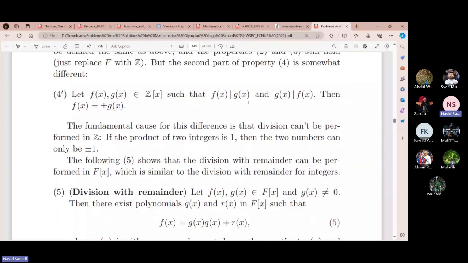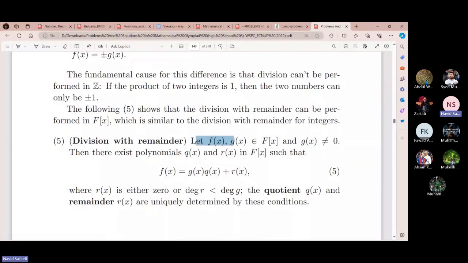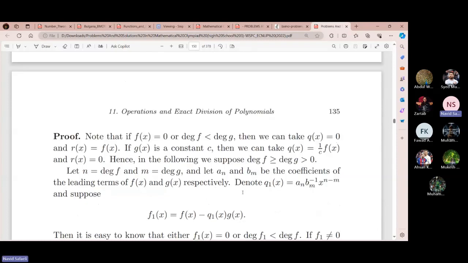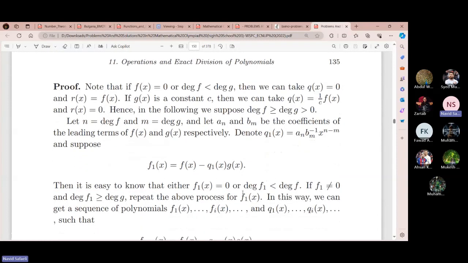But what is more important is here. When we have f and g here and g is non-zero, then we can divide f by g. There would be unique polynomials q and r satisfying this. The quotient q and the remainder r are uniquely determined, satisfying this also. This is so important, that deg of r is less than deg of g. The proof is easy indeed.